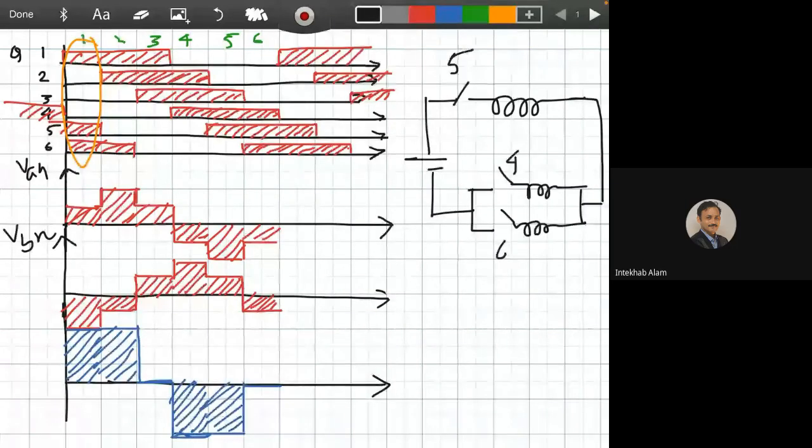So what will be the value of Vn? Minus 1/3 of V in. Minus 1/3 of V in. So for that reason I have drawn the minus 1/3. Okay, sir. Is it okay? Yes, sir. It will be 6. Okay, sir. Thank you, sir. Do you have any question?